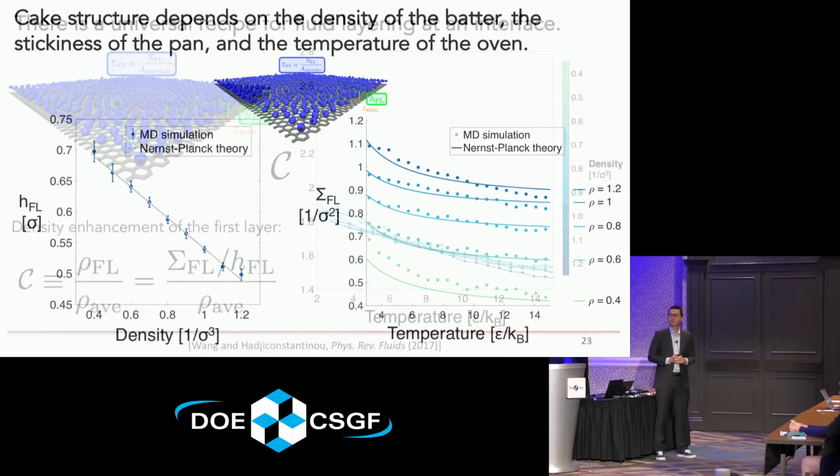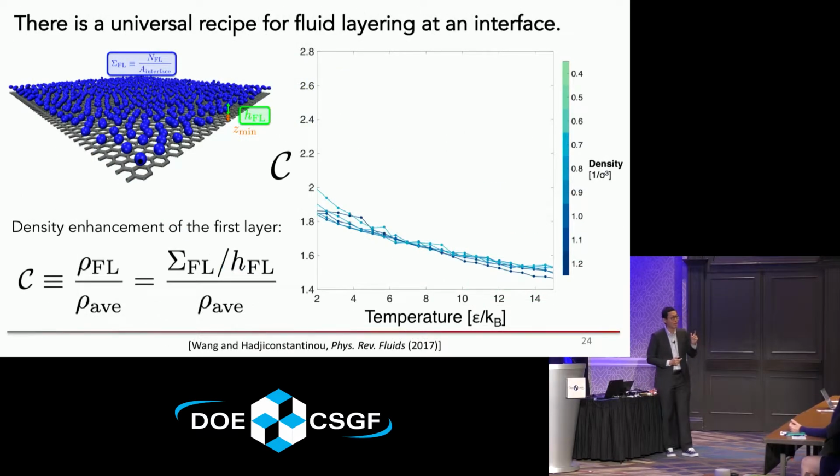In fact, what's really cool and may be kind of news to people who are just bakers is that there's a kind of universal recipe for fluid layering at a solid interface. If you take that areal density or surface density sigma FL and you normalize it against the intrinsic length scale of that first fluid layer, and you take that quantity, which is a volumetric density, and normalize it against the far field fluid density, you get this dimensionless quantity that I'll call a density enhancement. It reflects how much more peaked density is near the solid than it is far away.